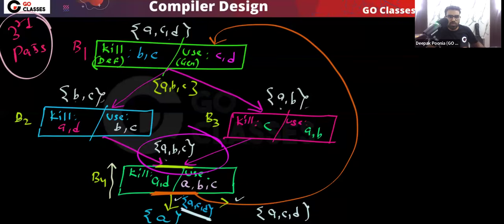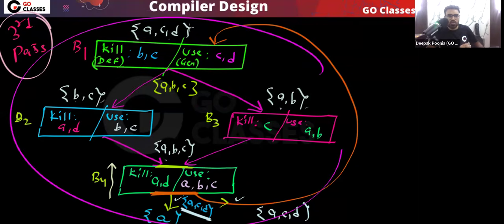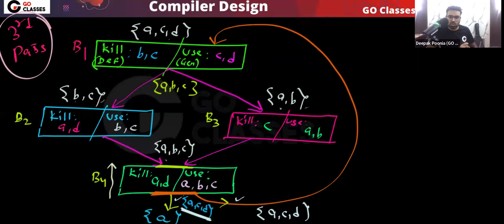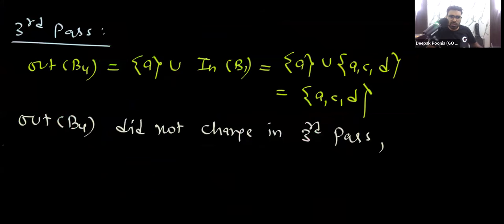And in of B4 is not changing. So this in of B2 will not change. In of B3 will not change. Out of B1 will not change. In of B1 will not change. So finally there is no change in the third pass. Yes or no? Okay, is this clear? So you can notice that.